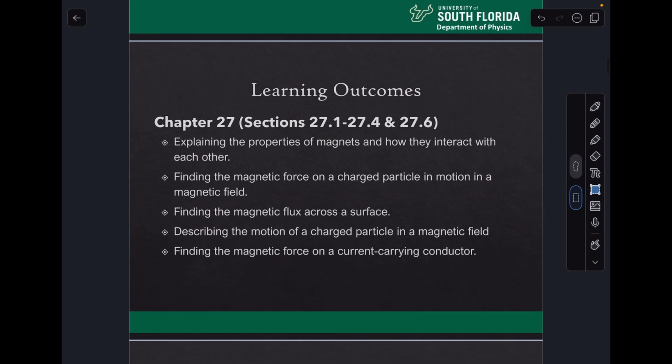So in this chapter, we're going to go over first chapter 27. And these are the learning outcomes for this chapter. We're not going over all the sections, okay? So these are the sections we're going over right here.